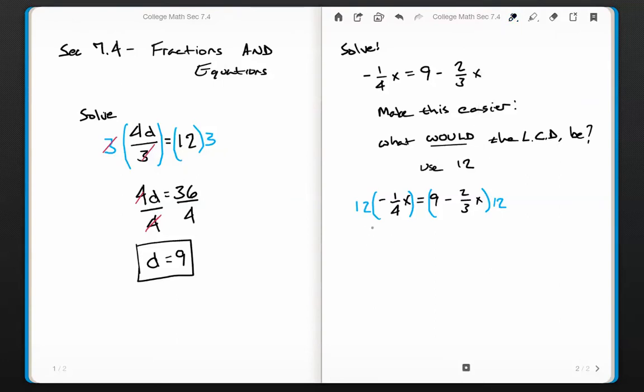I can see that, well, the 12 and the 4, they kind of cancel out, right? What am I left with? 12 divided by 4 is 3. So I can say this is negative 3x. Why? Because 12 over 4 is 3, and it's still negative, so that's negative 3x. Equals 12 times 9. Well, 9 times 10 is 90. 9 times 2 is 18, so that's 108.